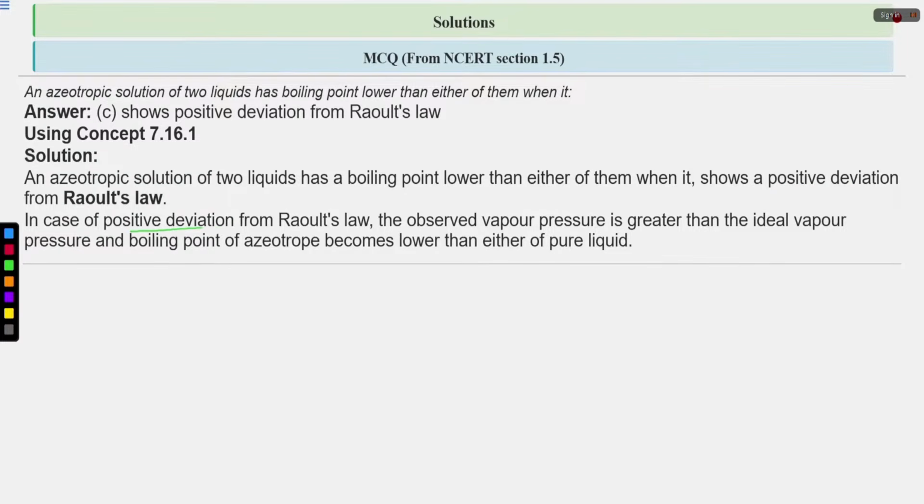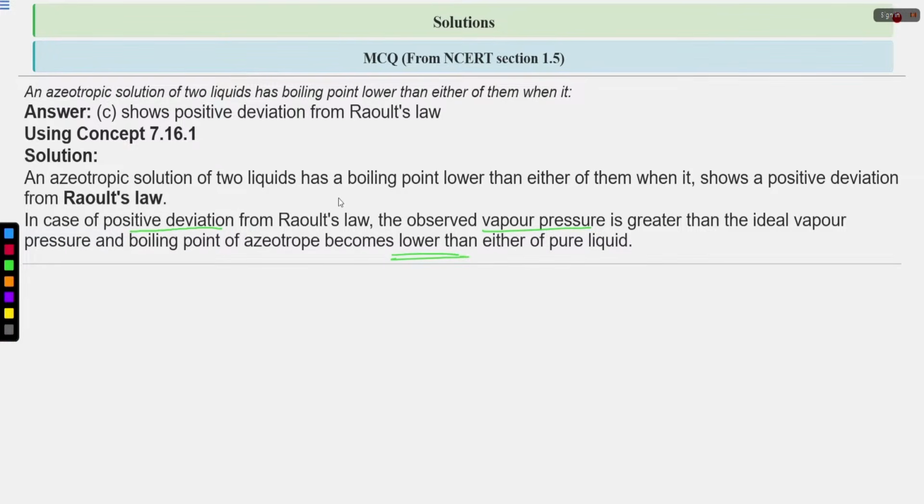In case of positive deviation from the Raoult's law, the observed vapor pressure will be greater than the ideal vapor pressure, and boiling point of azeotrope becomes lower than either of the pure liquid. According to the Raoult's law, we know that it gives the vapor pressure relationship between the solution and the solvent, that the vapor pressure of the solution is equal to the product of mole fraction of solvent and the vapor pressure of the solvent, right? Mole fraction is defined in terms of number of moles.